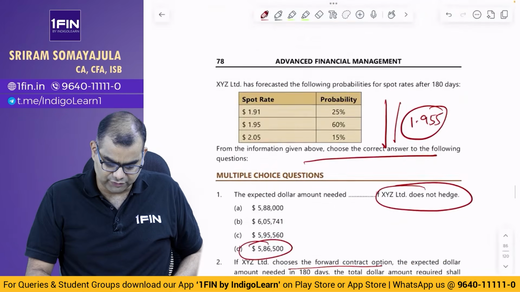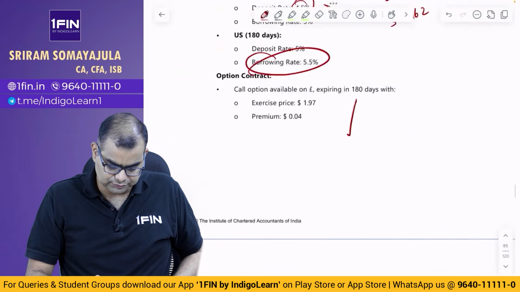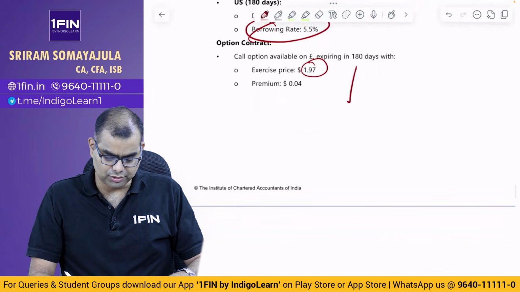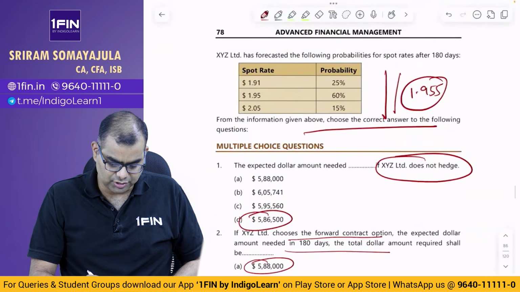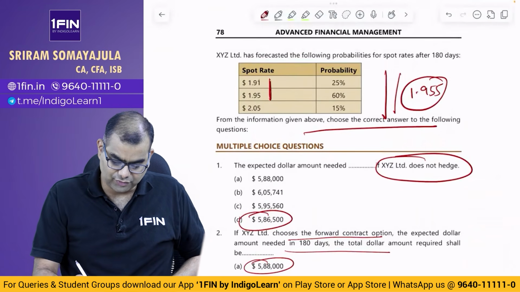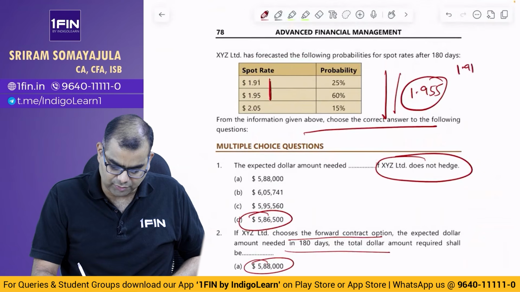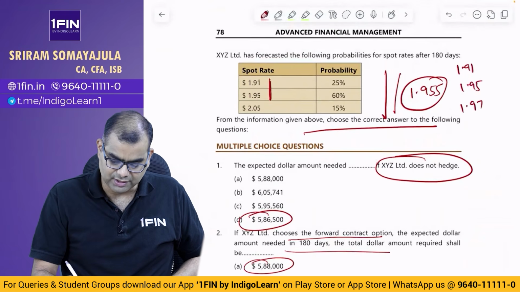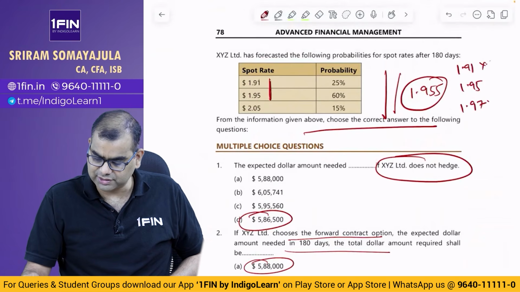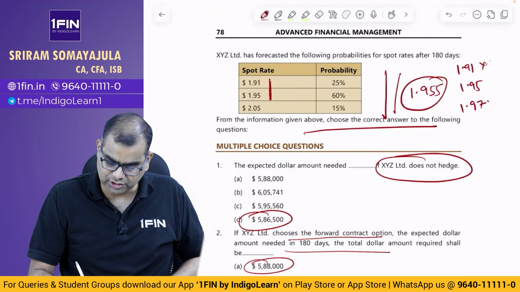So if you choose the call option, you have a right to buy at 1.97 dollars per pound. So if the market rate is less than 1.97, you will use this only. So 1.91, 1.95 and 1.97. 1.91 into 0.25 is equal to M plus, 1.95 into 0.6 is equal to M plus, 1.97 into 0.15 is equal to M plus. You do memory recall, you get 1.943.